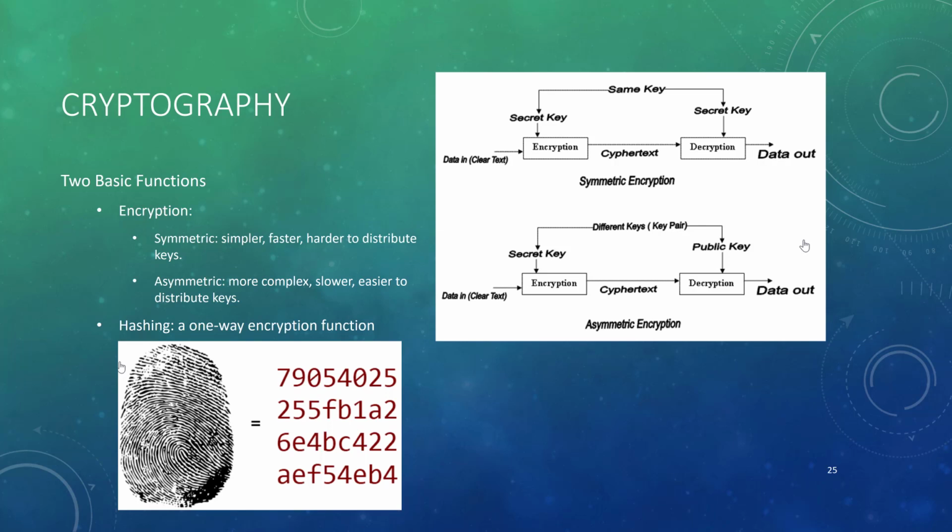You're seeing some systems today that are a hybrid between the two. At their heart, they're a symmetric encryption system, but they use asymmetric encryption to distribute the keys. A great way of doing that. I haven't mentioned hashing. Hashing is a one-way encryption function that generates a unique key associated with whatever was passed into it.